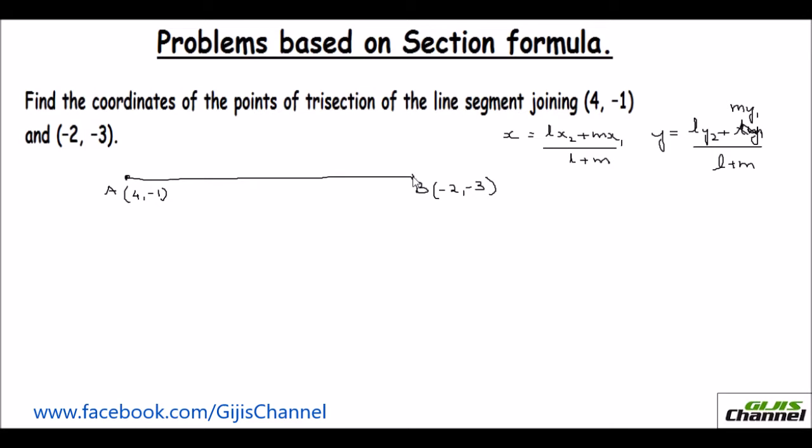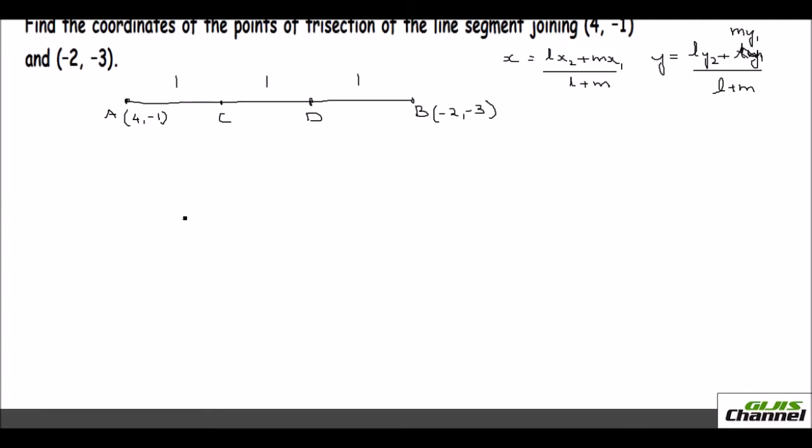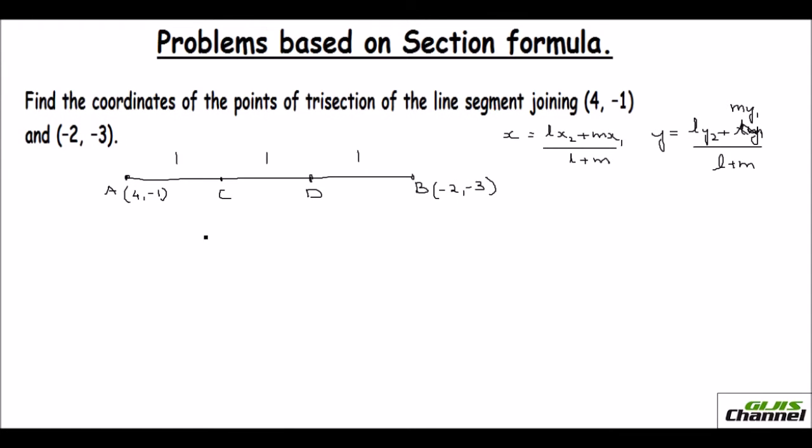And they say it is trisection of the line. So this line is divided into 3 equal parts. I make the cuts here and call them C and D. We are going to find the coordinates of C and D, and given that it is a trisection, the portions will be 3 equal parts, so I take 1:1:1.